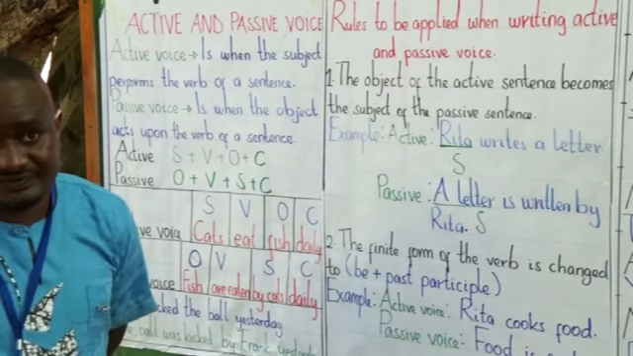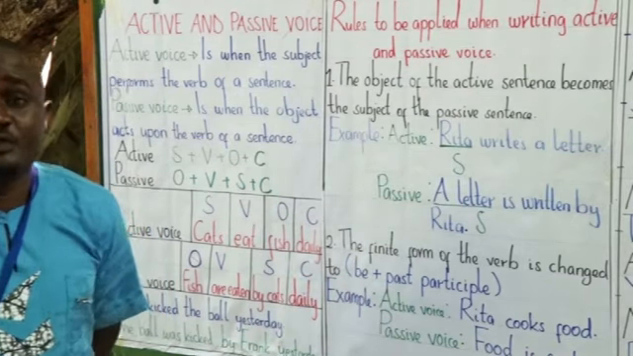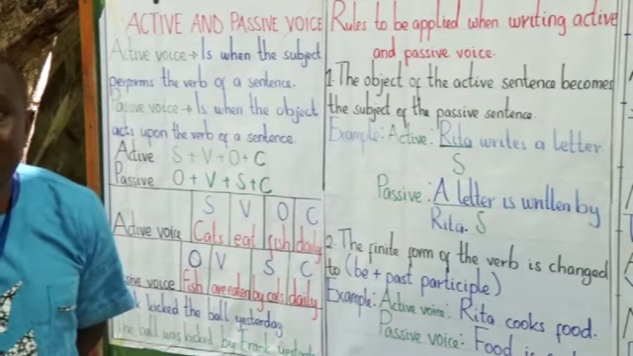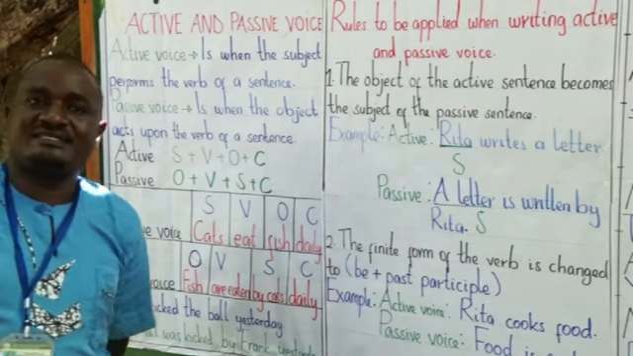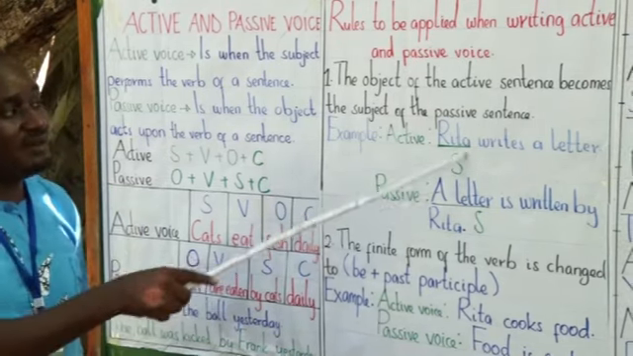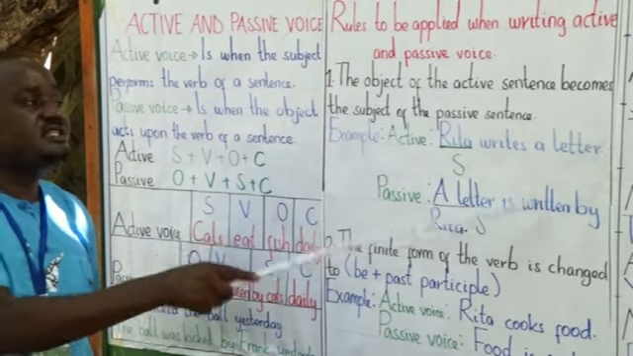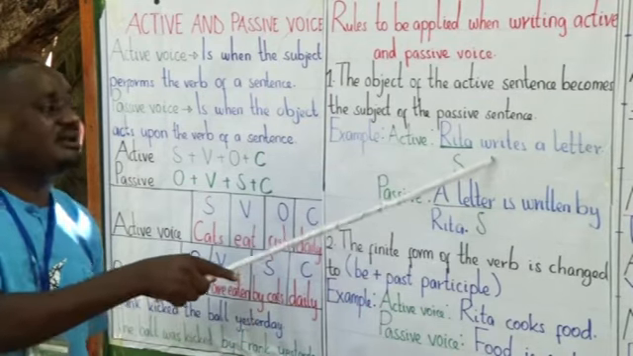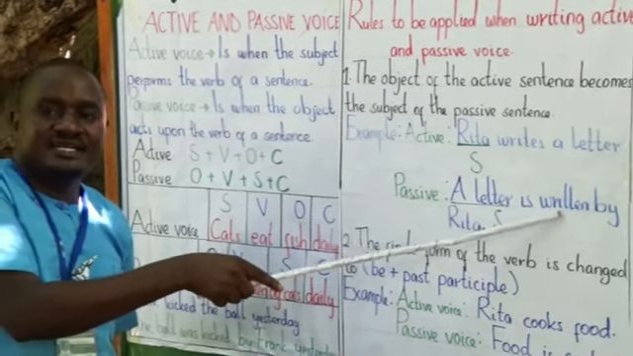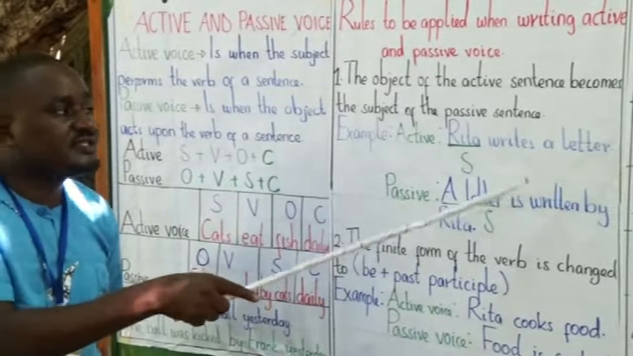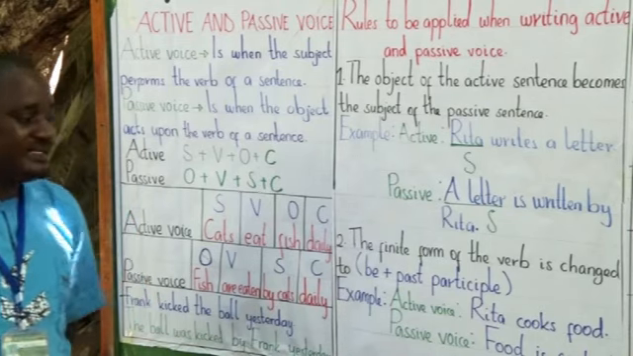In active and passive voice, to change from active voice into passive voice, the main verb changes into past participle. For example, writes becomes written. Writes is a main verb, and it changes to written, which is also a main verb. So they change from simple present tense into past participle.